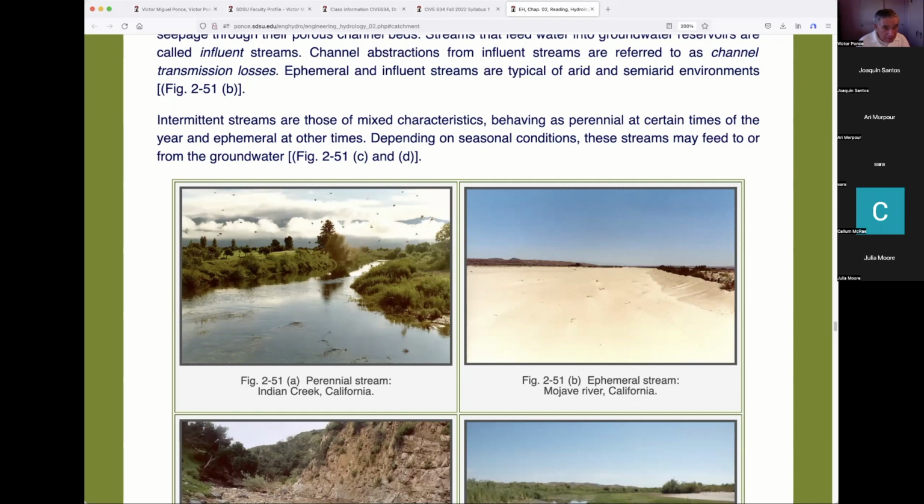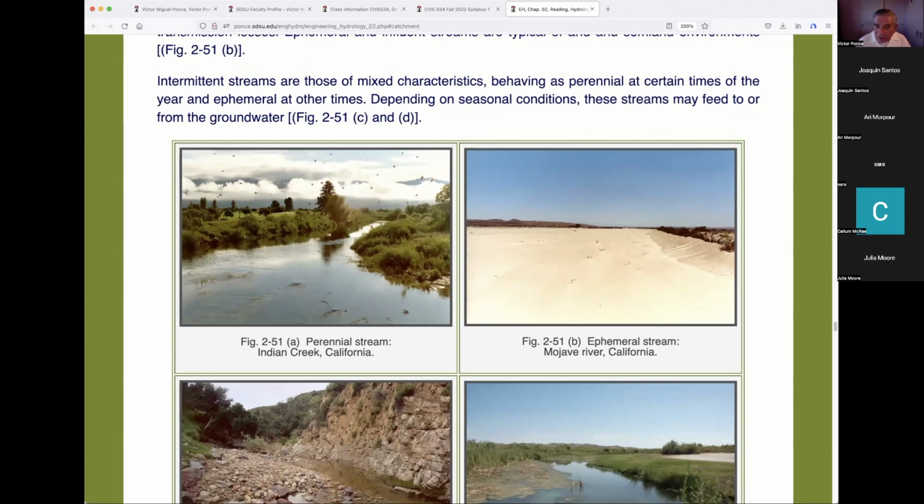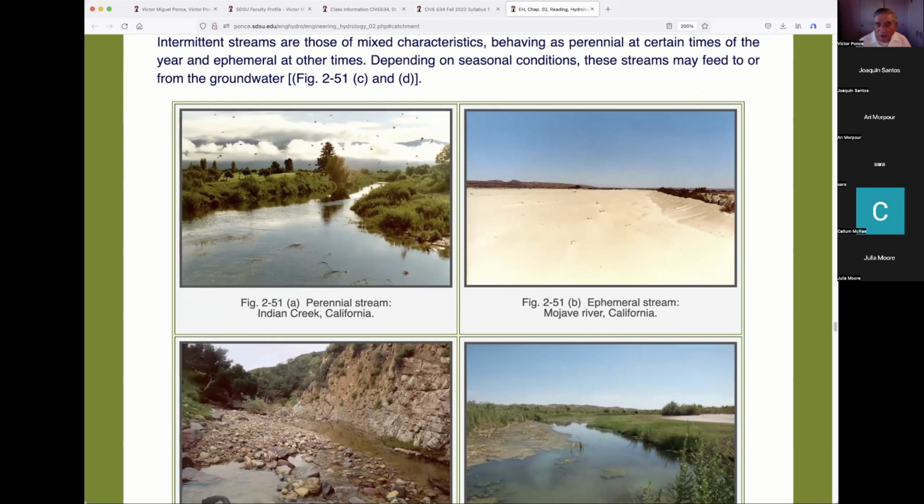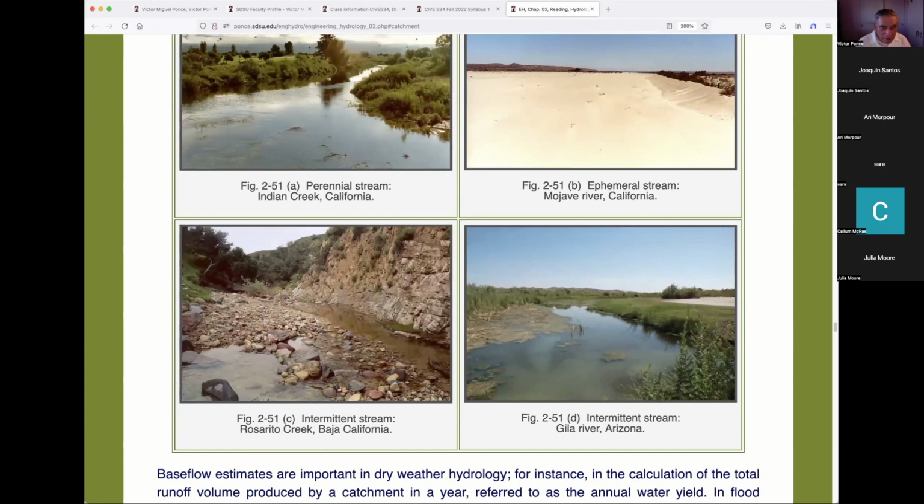So as that picture shows, this is a perennial creek or stream. It's called Indian Creek. This one, on the other hand, on the right side, is an ephemeral stream. This is the Mojave River. One day I was out there, I'm not sure exactly what I was doing, but I ran into the Mojave River in Helendale, in central eastern California. As you can see, there's hardly any water out there. It's an ephemeral river. It only runs when there's a lot of rain. This one is an intermittent stream.